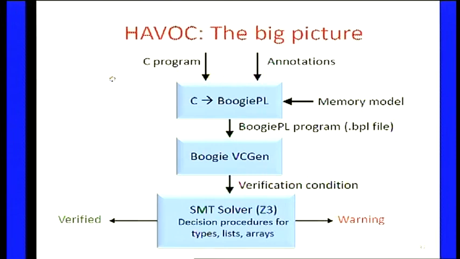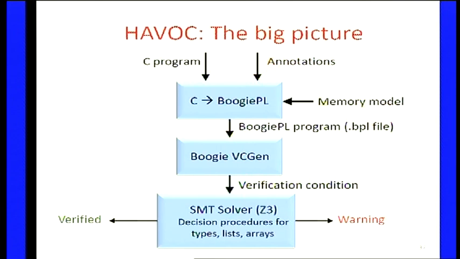Very quick picture of the tool. So you have the translator from C to Boogie, Boogie PL. PL stands for programming language. So Boogie has its own intermediate form I mentioned before. So Boogie PL is the intermediate form of Boogie.